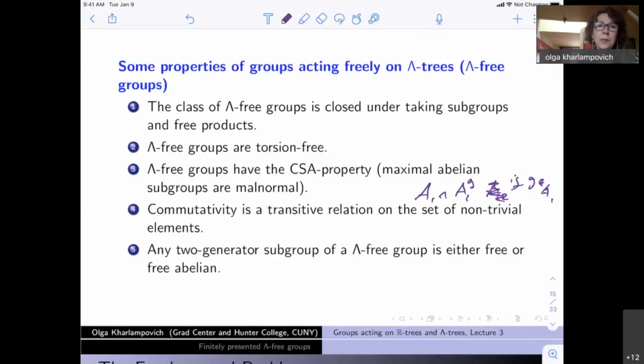So these are kind of simple properties. There is a book by Ian Chiswell, called Lambda Trees, where this is all summarized. And there is our survey with Alexei Myasnikov and Denis Serbin.